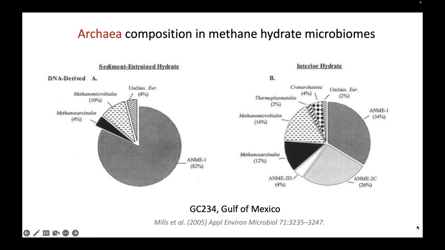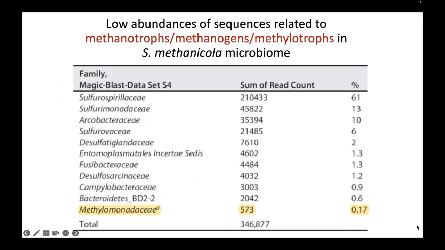However, in the ice worm metagenomes that we sequenced, reads and sequences that were related to methanotrophs, methanogens, or methylotrophs were low in abundance in the ice worm microbiome. For example, the Magic-BLAST search against my custom 16S RNA gene database of uncultured taxa from methane hydrates and seeps showed that only 0.17% of 573 reads were mapped to the bacterial family Methylomonadaceae.